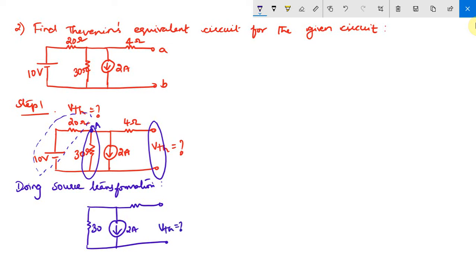I am going to convert this 10 volt in series with 20 ohm into a current source with parallel resistance. That we call source transformation. So I am having a current source. What should be the direction of the current source?